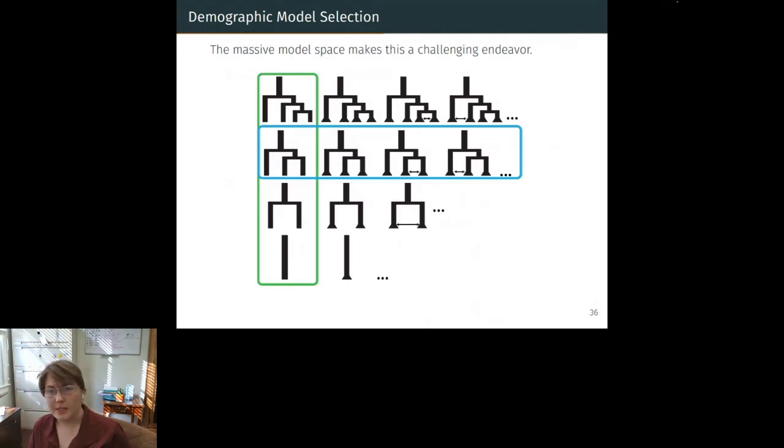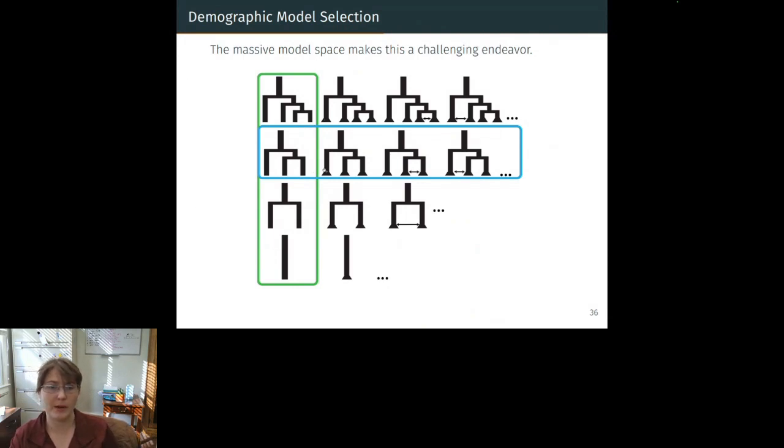However, the massive model space, again, is going to make this a challenging endeavor. So I talked about the massive model space that we see in phylogenetics due to changes in the topology. In demographic model selection, we have to think about changes in the relationships among populations, or the topology, as well as several other things. So we might want to compare models with different numbers of populations.